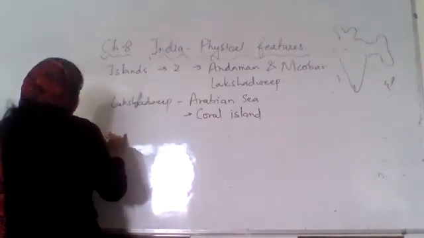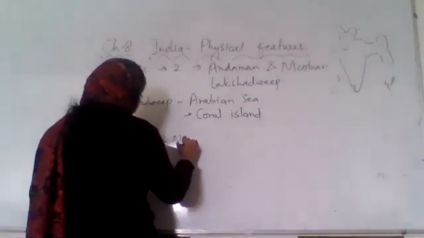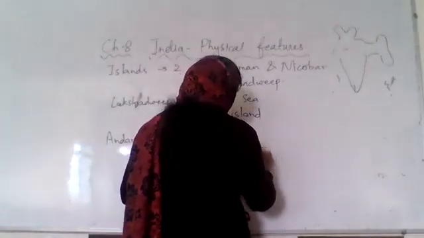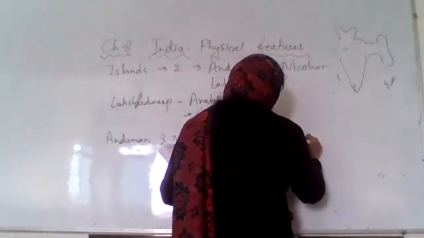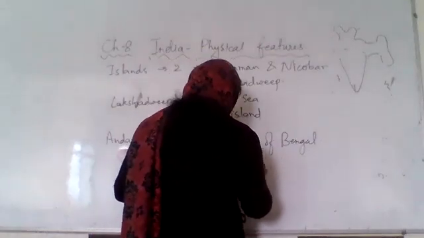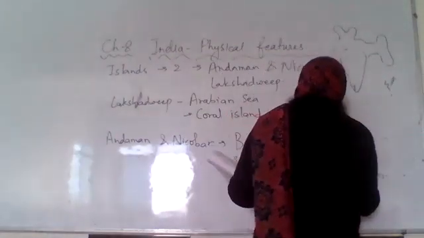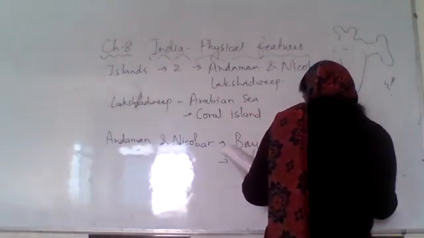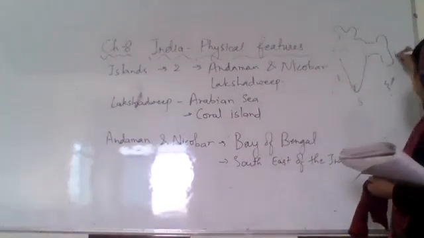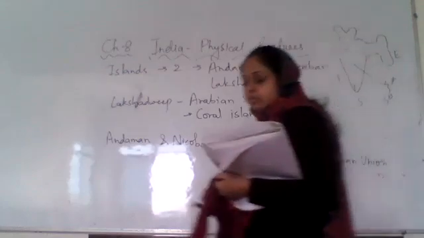Okay, and this Andaman and Nicobar is located in the Bay of Bengal, and it is in the southeast of the Indian Union. Southeast means this is south, this is east. So this part is southeast. Understood?